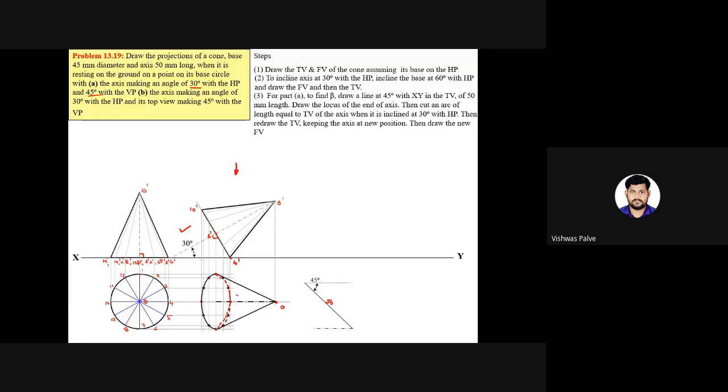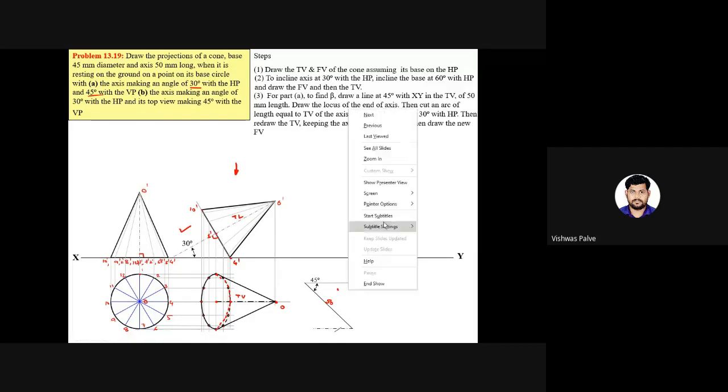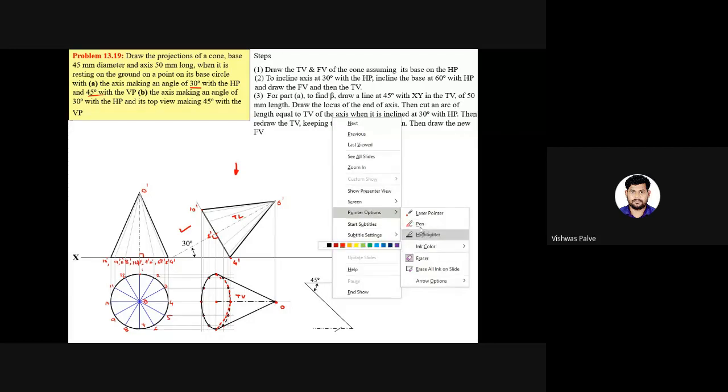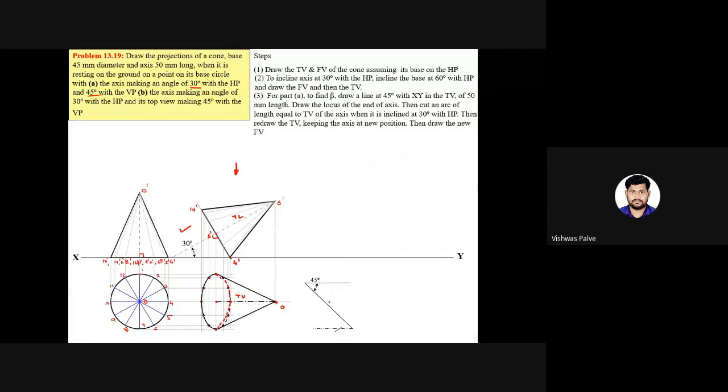Then take the top view of the axis. This is the top view of the axis, and this is the true length of the axis, TL 50 millimeter. So 50 millimeter is nothing but the true length. Here I can directly write that this is the true length.